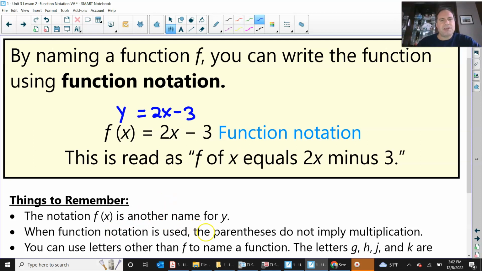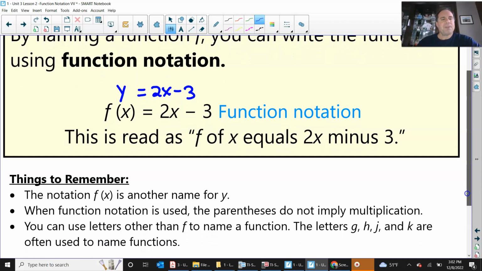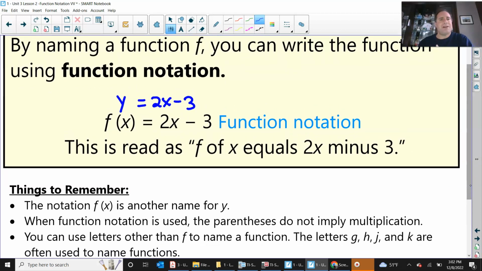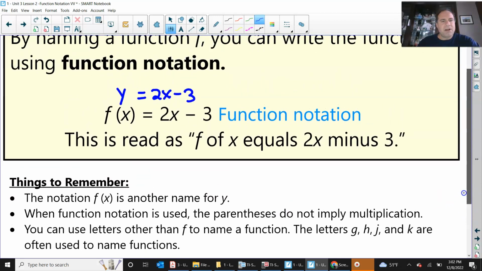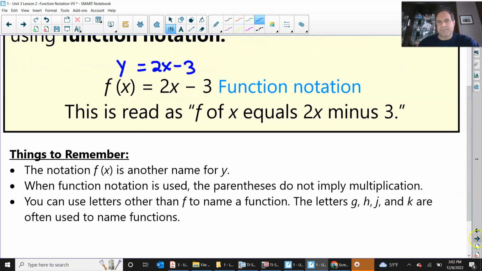So when function notation is used, the parentheses do not imply multiplication. This right here that we're talking about, f of x, that's not f times x. You can use other letters other than f to name a function. They have g of x, h of x, j of x, k of x, often used to name functions. So these are just a couple of things that we should remember about functions.